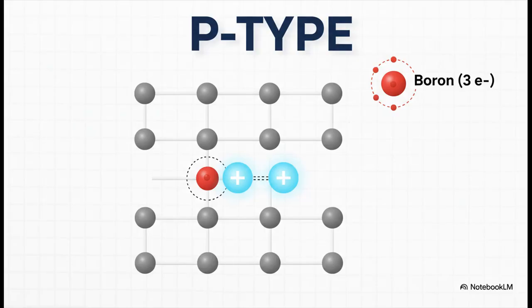Okay, now for P-type, or positive type. Here we do the exact opposite. We add an impurity that only has 3 valence electrons, like boron. So, when the boron atom sits in the crystal, it can only make 3 bonds with its neighbors. That means the 4th bond is missing an electron. And what do we call a spot that's missing an electron? Yep, it's a hole. So this time, we've deliberately created a surplus of these mobile positive charges.